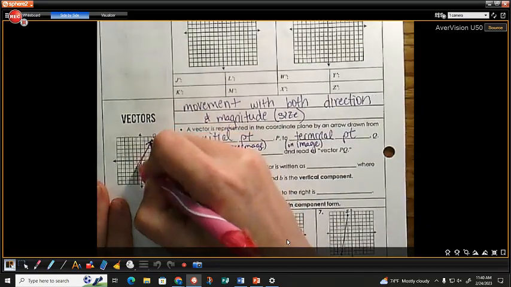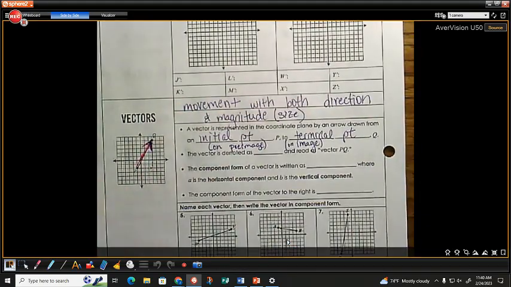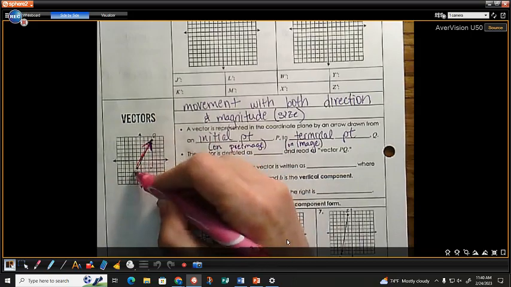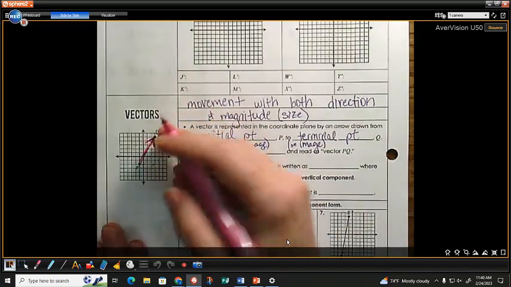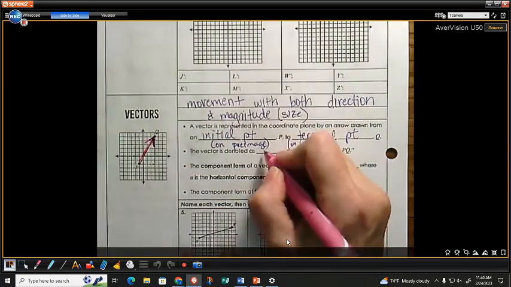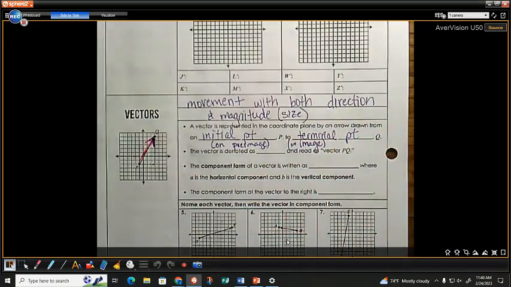This vector right here, this pink guy. We need to name it. It needs a name. Northeast. No, that's a compass direction. That's not a vector. Yeah, but we need to name it. So here's my vector. It's this arrow. Vector P. Okay, what should we call it? Vector PQ.